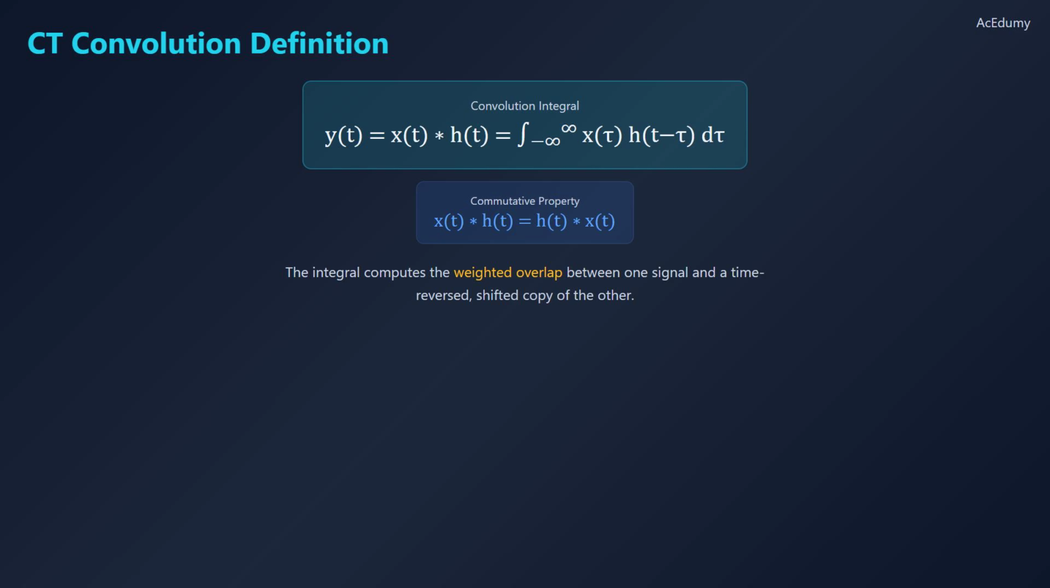Now let's move to continuous-time convolution. For CT signals x(t) and h(t), the convolution is defined as y(t) equals the integral from -infinity to +infinity of x(tau) times h(t - tau) d tau. Just like in discrete time, CT convolution is commutative. x(t) convolved with h(t) equals h(t) convolved with x(t). This integral computes the weighted overlap between one signal and a time-reversed shifted copy of the other.